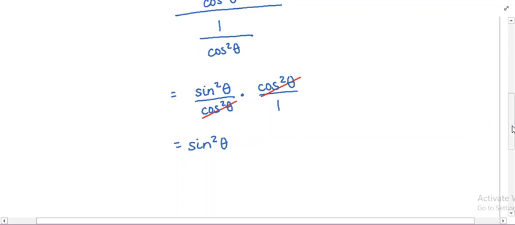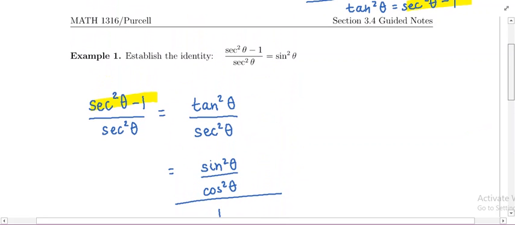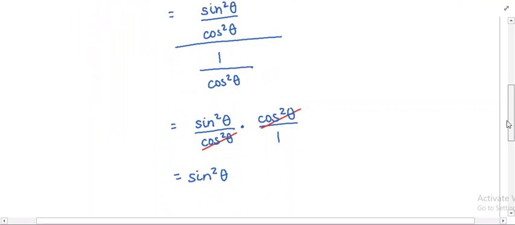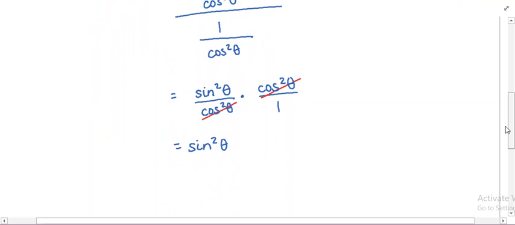And so ultimately, I have achieved the right side, okay? This proves that the secant squared of theta minus 1 all over the secant squared of theta is equal to the sine squared of theta, okay? So we have established or proved or verified, whichever word you want to use, this identity, okay?